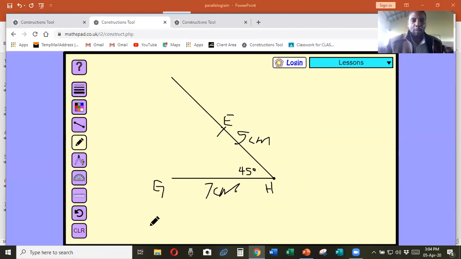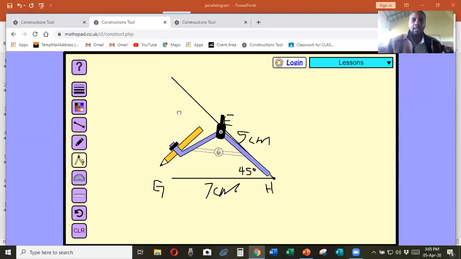So we want now to complete the construction of this parallelogram. We have GH and we have EH there. So to complete this parallelogram, remember what we did in the first one. We transferred this measurement here to here because the opposite sides are equal. So I'm going to take my compass, stretch it to give me the radius of GH, like that.